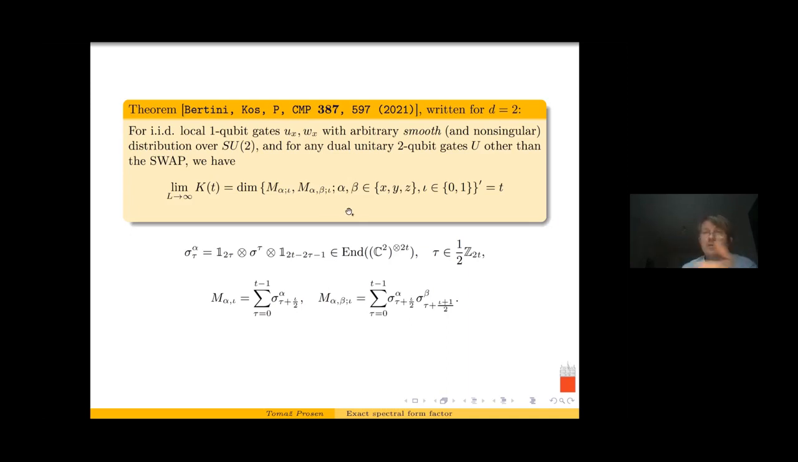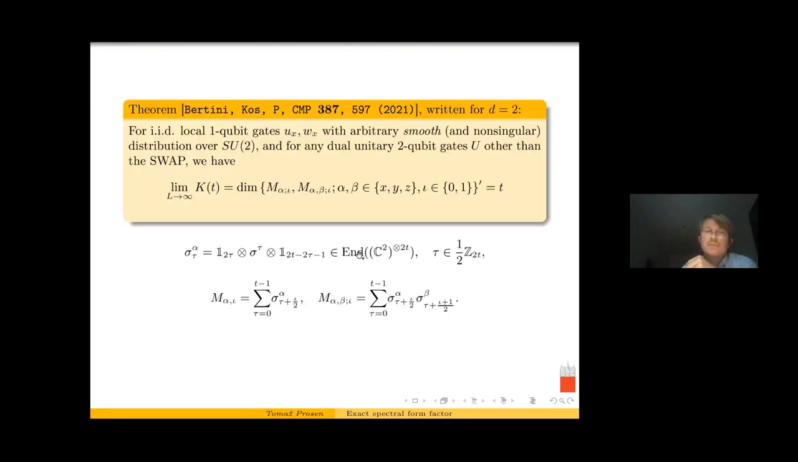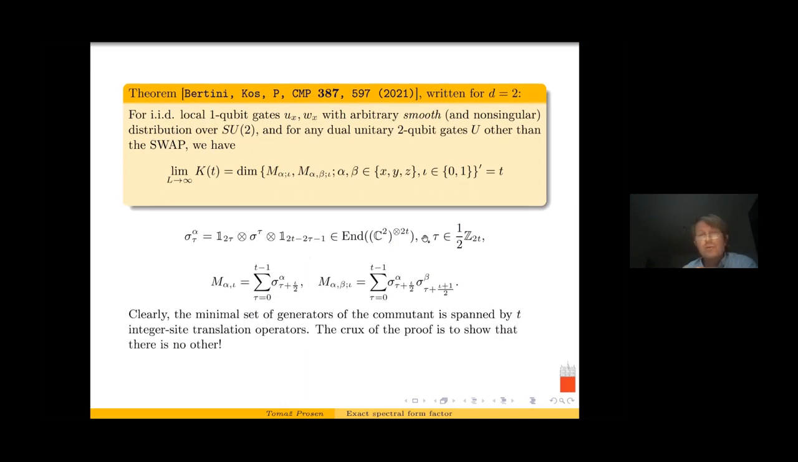And it's obvious just by inspection that the set of operators which simultaneously commute with them is just translations. I forgot to stress that this is now a spin chain of T sites, because we went from time contraction to space contraction, and the size of the system is now T. So there are T translations which simultaneously commute with the operators. That would show the lower bound, because the rest of the proof is to show that there are no other operators, that this is the maximal set. Once you've shown that, you've shown that the spectral form factor is precisely T. So that is, in a nutshell, in 2 minutes, the idea.